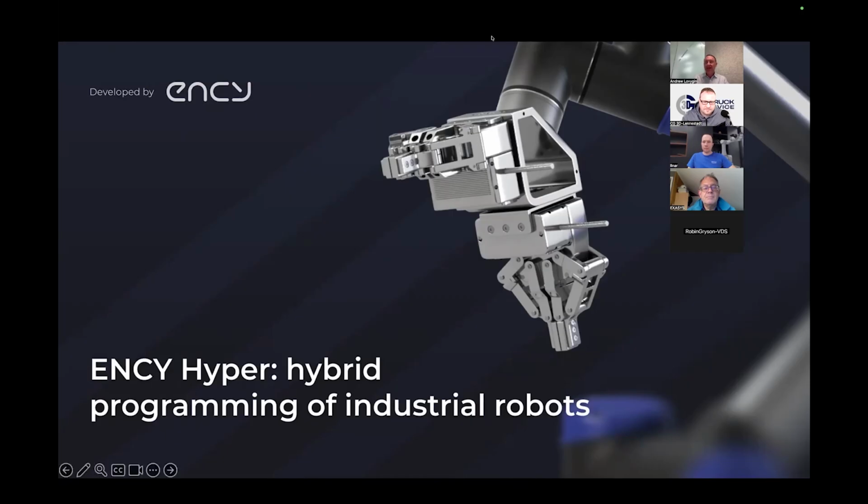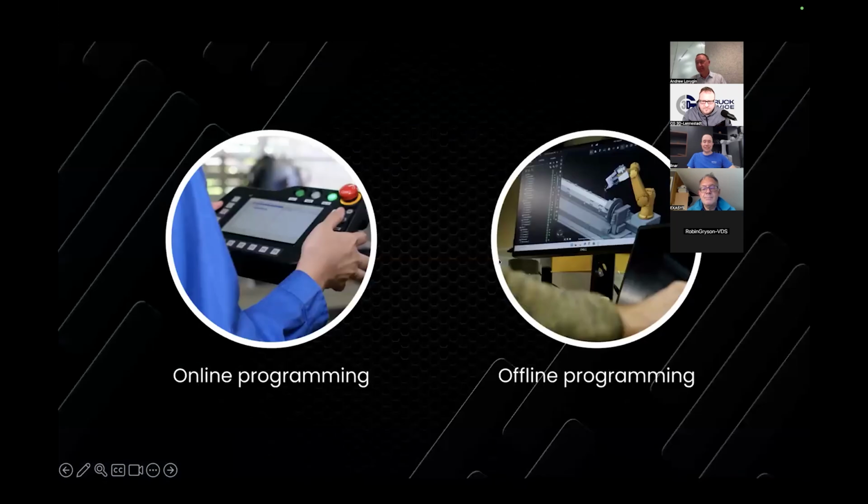Okay, let's get started. Before we dive into ENCY Hyper's details, let's briefly review the main methods of robot programming and how each of them addresses different production needs. The main methods are online and offline programming. We can also mention so-called text-based programming and the new trend, AI-assisted programming.